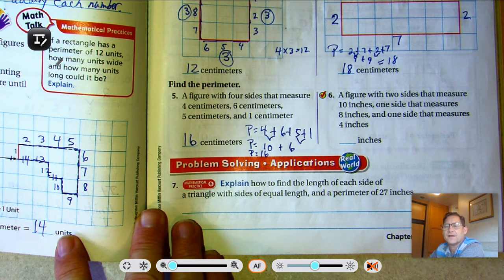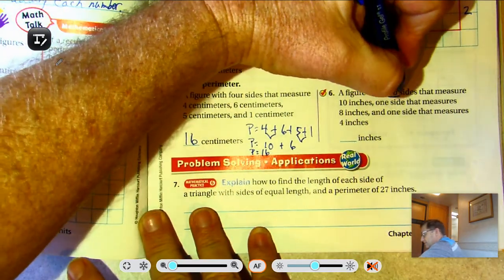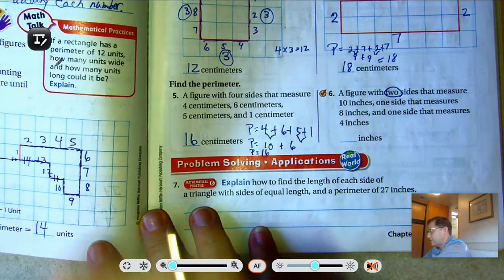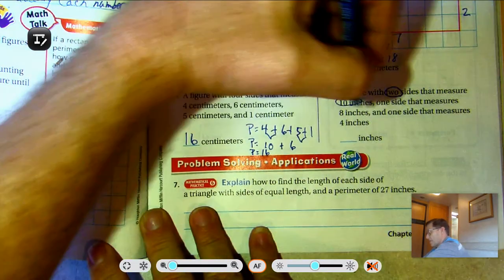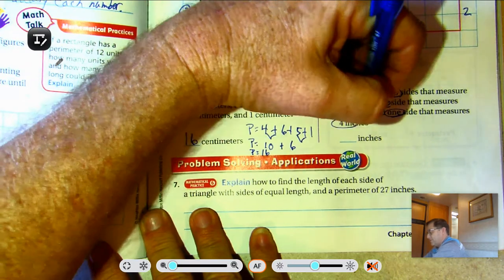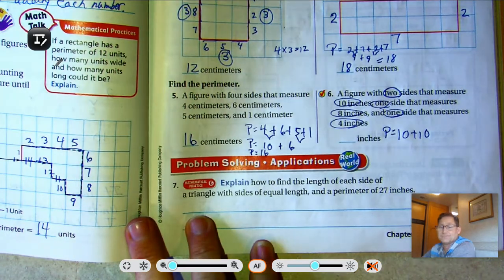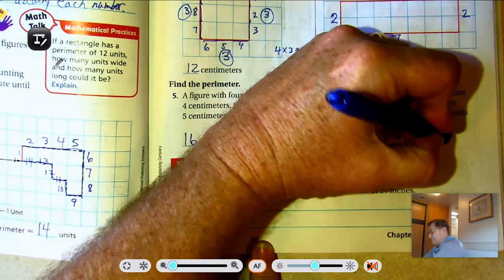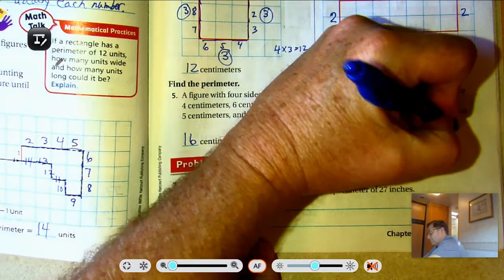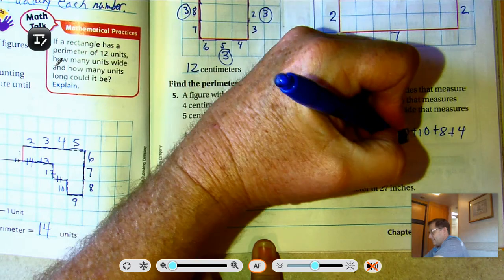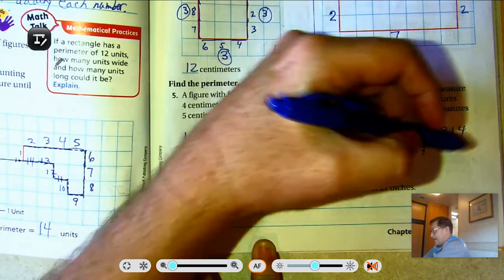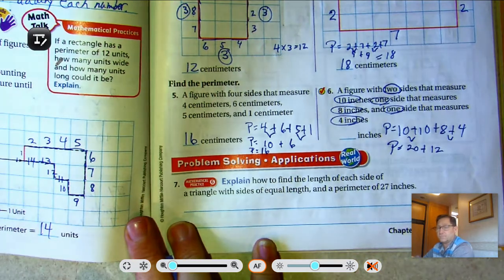Number 6. A figure with 2 sides that measure 10 inches, 1 side that measures 8 inches, and 1 side that measures 4 inches. Okay, so here, let's make sure we don't miss that. 2 sides that are 10, 1 side that's 8, 1 side that's 4. So 10 plus 10, 1 side that's 8, and 1 side that's 4. All right, so 10 and 10 is 20, and 8 and 4 is 12. What's 20 plus 12?